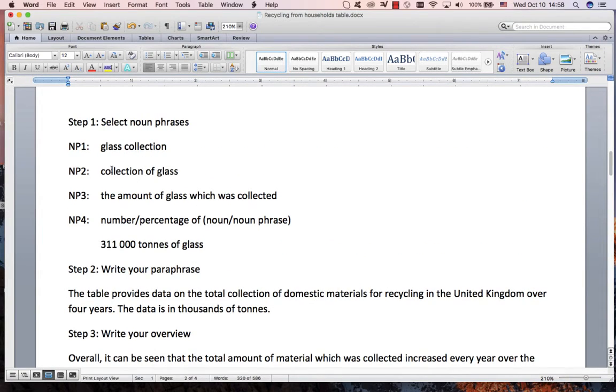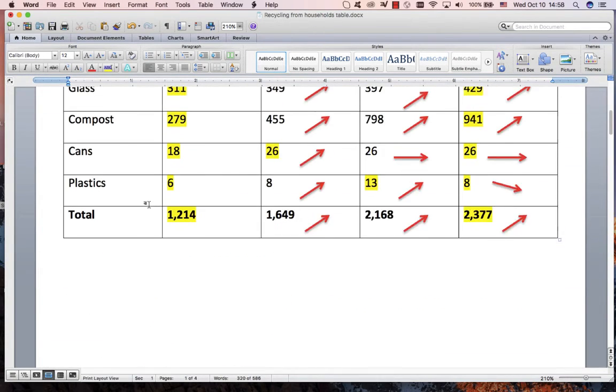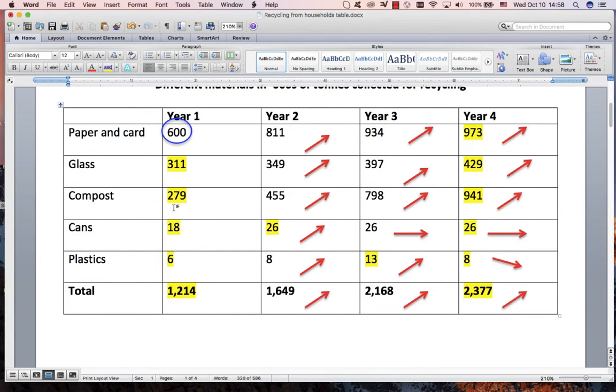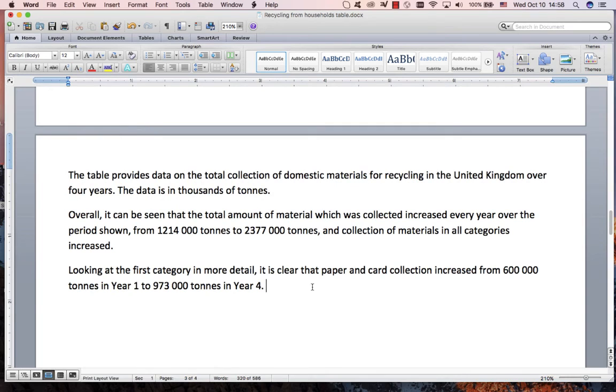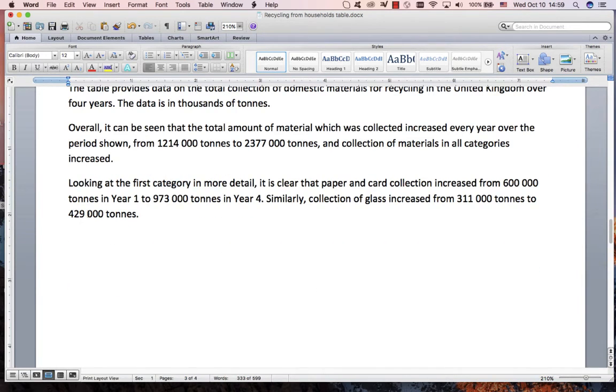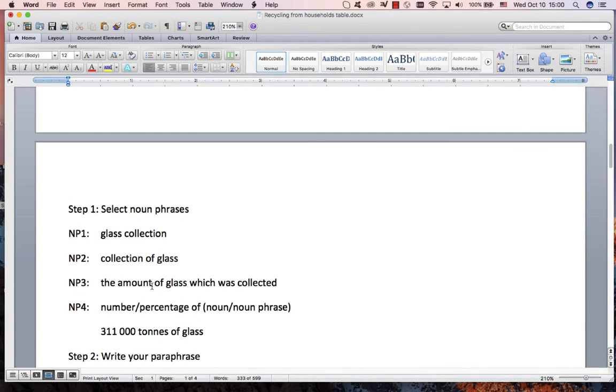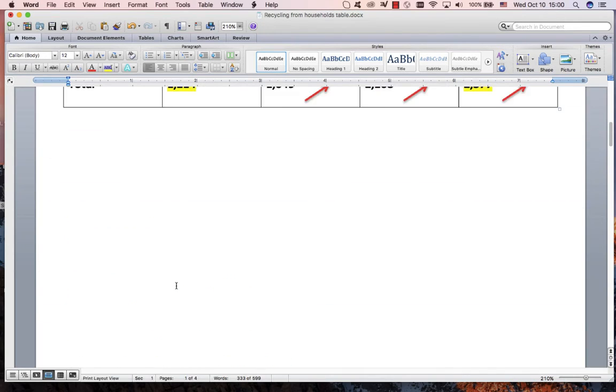Let's do noun phrase 2. Collection of glass increased from 311 to 429. Let's have a similarly. Please, you must have this. Don't just say 429. Examiners hate that. You must have the units and the correct amounts of units. All right, similarly, collection of glass increased from that to that. Very simple sentence. All right, so now we're going to do compost.